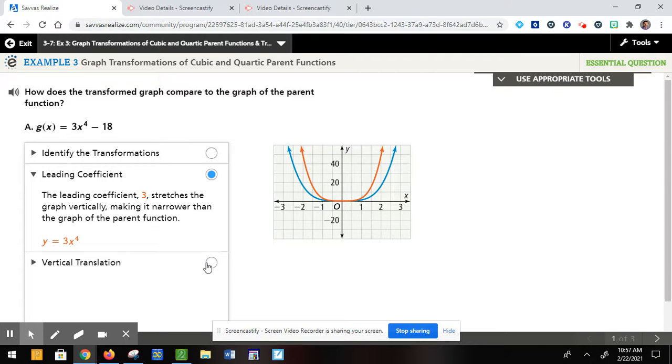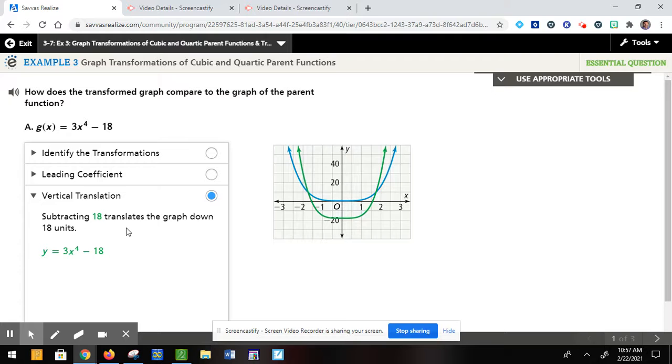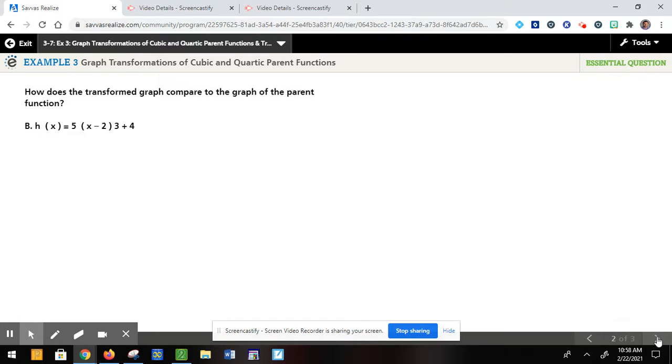The vertical translation of minus 18 moves it down. It moves it down 18. So that's why y equals 3x to the fourth minus 18 is narrower, and the vertex, or the entire thing really, is shifted down 18. Let's look at the next example.